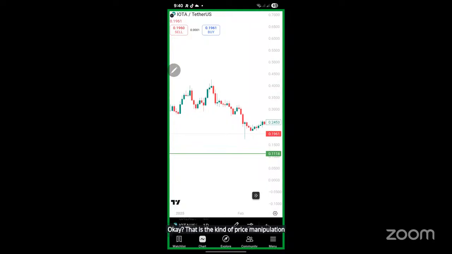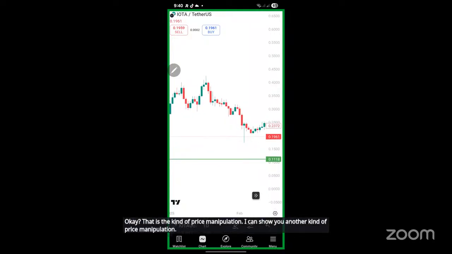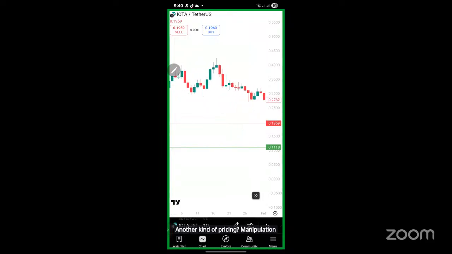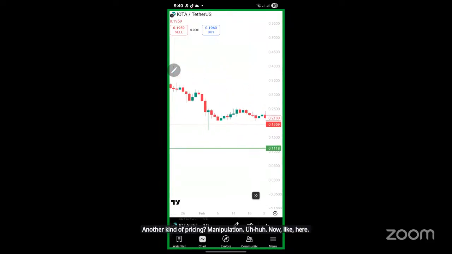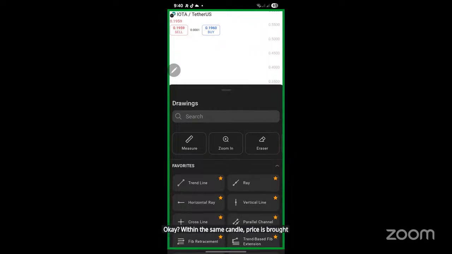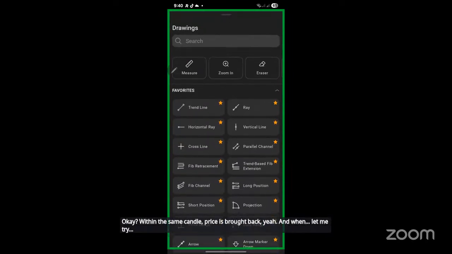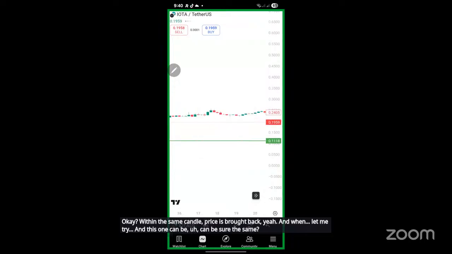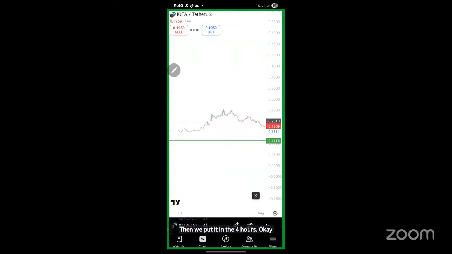And let me show you another kind of price manipulation. Now like here, price came very well, went down up to this area. Within the same candle, price is brought back here. Okay, within the same candle, price is brought back here. And this one can surely be seen, let me put it in the 4 hours. The 4 hours doesn't show very well.